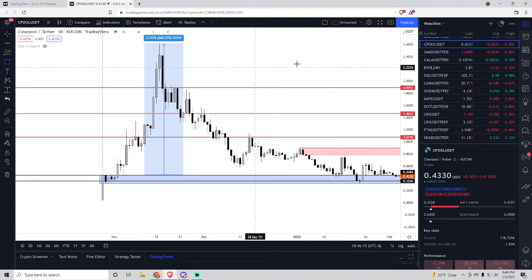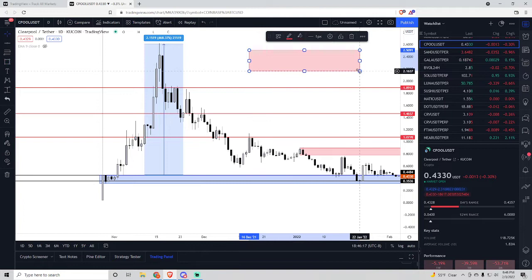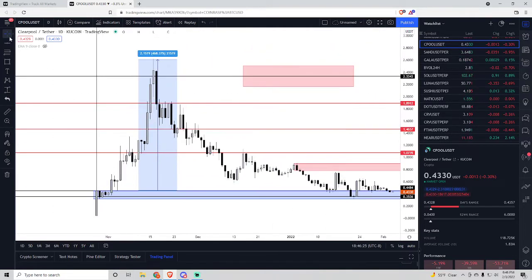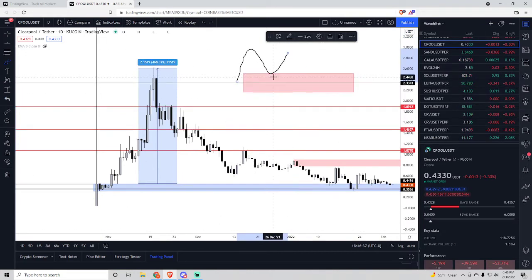What do I mean by that? Let's say this is your zone, right? You are looking for 50% of that box to be tapped. So if the price goes up, and then comes back down, and then goes back up, just like what happened here, that is not 50%. So this demand zone is still valid.